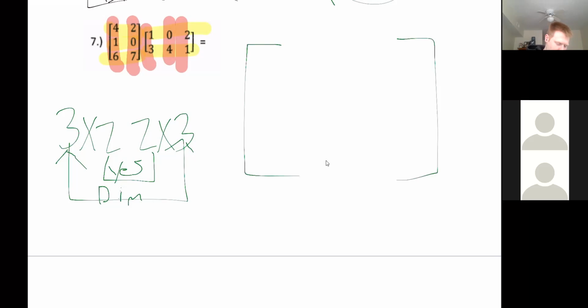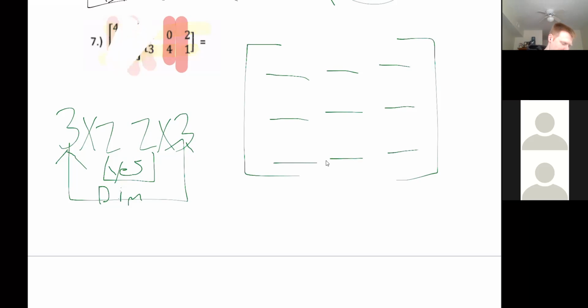So this one's a doozy. This is probably the worst you'll ever see in this class when it comes to matrices. This is where you have a product that's going to be a 3 by 3. So let's see if we can do this without having to write every step out.